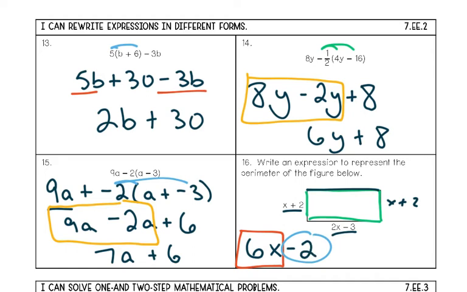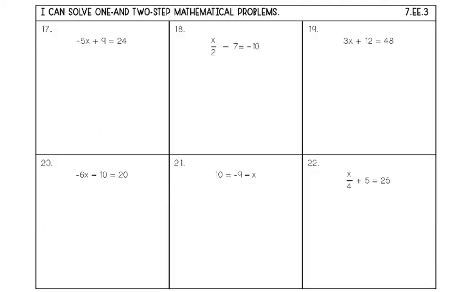My final expression is 6x minus 2. And I cannot combine that any further because they are not like terms. So you could have had 6x minus 2 or 6x plus negative 2. Same thing. For the next set of questions, we're solving two-step equations.